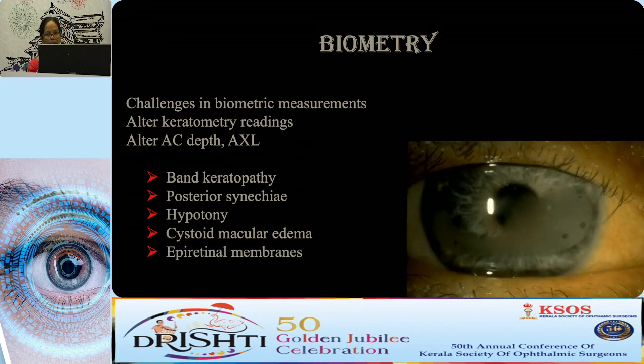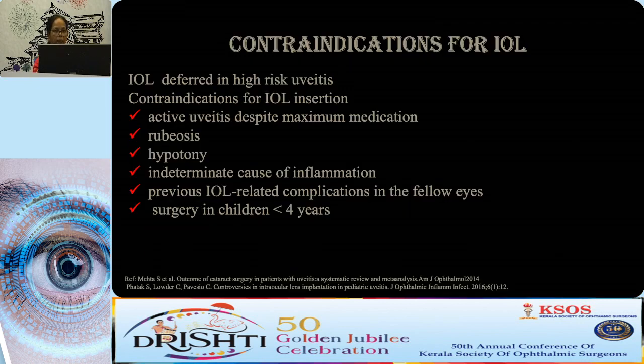Biometry most of the time will be a challenge because of altered keratometry readings, altered AC depth and axial length because of band keratopathy, posterior synechiae, hypotony, and cystoid macular edema.